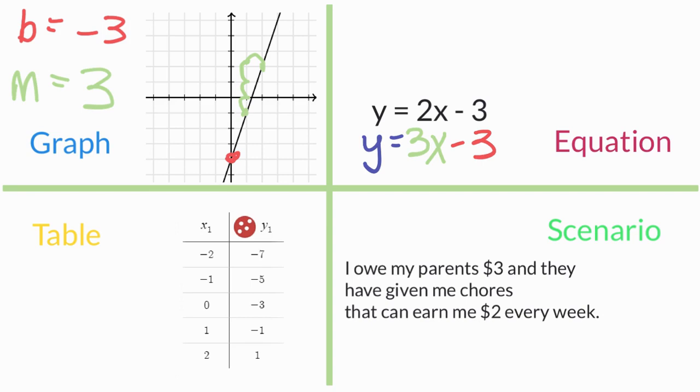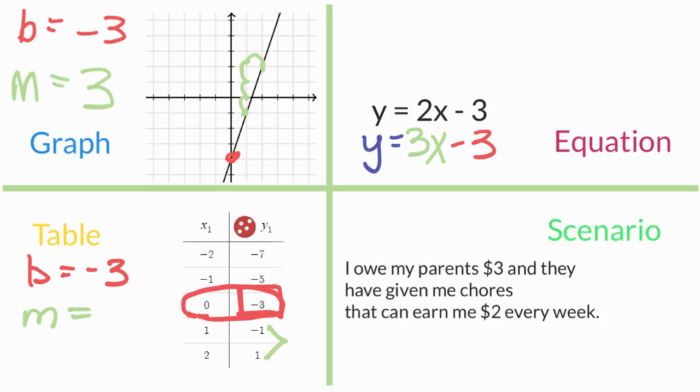Let's see if the table or the scenario matches one of our previous ones. So in my table, remember, one of my definitions of the y-intercept was the value of y when x is 0. So here's when x is 0. So that means that this value right here is my y-intercept. Again, that's negative 3. Okay, well, what about my slope? Now, there's multiple ways we could figure this out. We could use the slope formula. Okay. We could also use looking at change in y divided by the change in x. So let's do it that way.